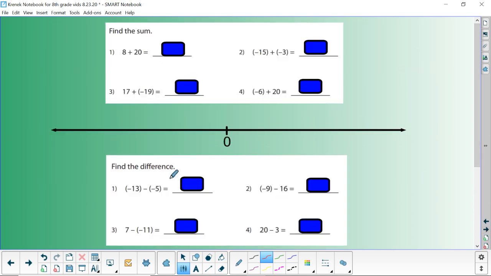Okay, let's go ahead and give these a try. You can pause the video. You can think of the number line if you want to, and then we'll check our answers. Okay, so 8 plus 20, I can think of it as moving 8 and adding 20 more.